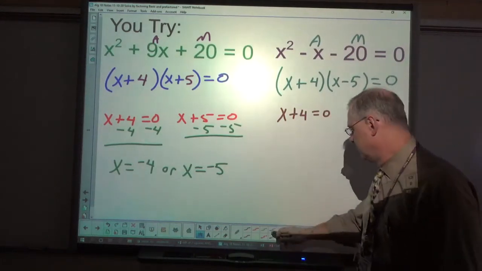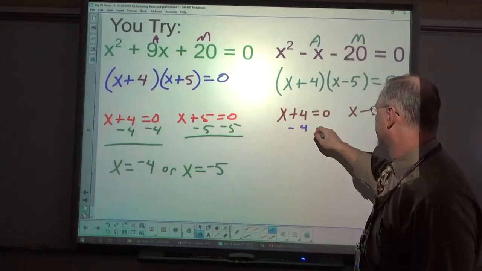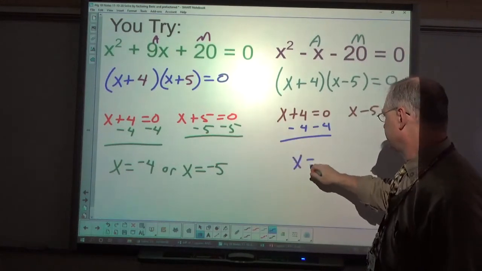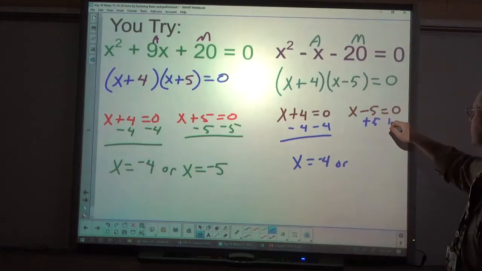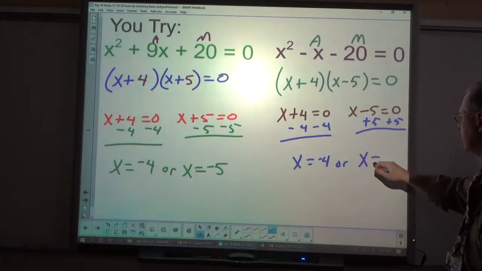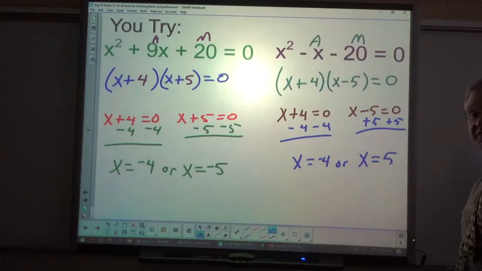Triple S, and solve them. Subtract 4 from both sides. Add 5 to both sides. So x is -4 or 5.